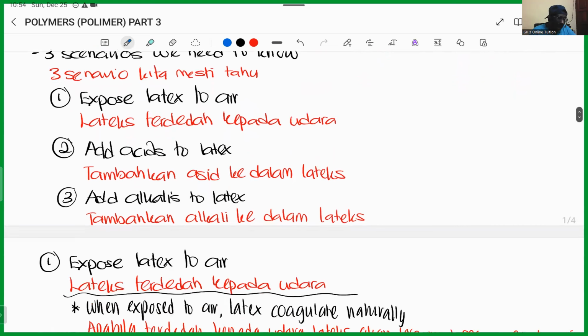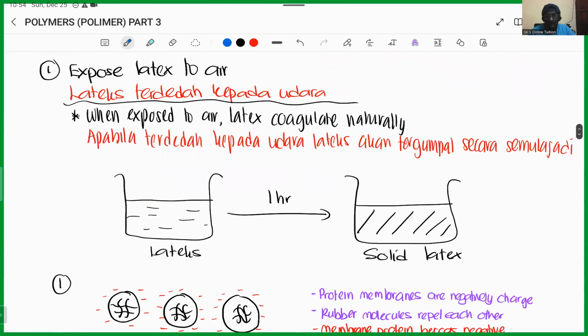First, when it is exposed to air. When latex is exposed to air. Apabila latex ni terdedah kepada udara, apa yang berlaku? So, kena dengar betul-betul. When exposed to air, latex coagulates naturally. Apabila terdedah kepada udara, latex akan tergumpal secara semula jadi. Jadi, kita tidak perlu letak apa-apa. We don't need to put any sort of chemical into latex for it to coagulate. When you just leave it overnight, kamu biarkan je macam tu, dia akan tergumpal dengan sendiri.